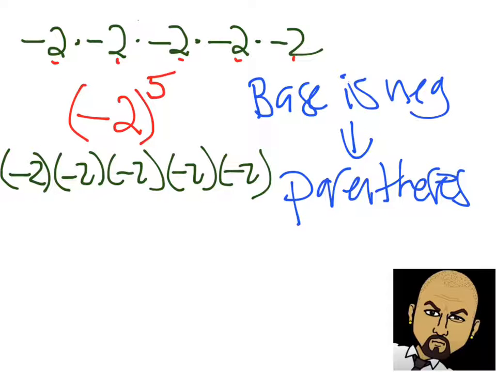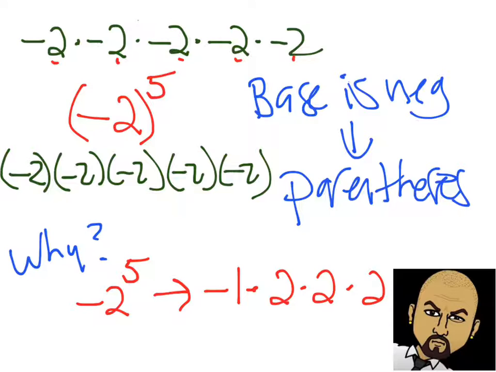So you can see it either way, but the answer is still going to be written in exponential form with parentheses. Now, you might ask yourself, why do we have to put the parentheses on? Well, I'm going to tell you why. If you had written it this way, negative 2 raised to the power of 5, that does not mean negative 2 times negative 2 times negative 2 times negative 2 times negative 2.